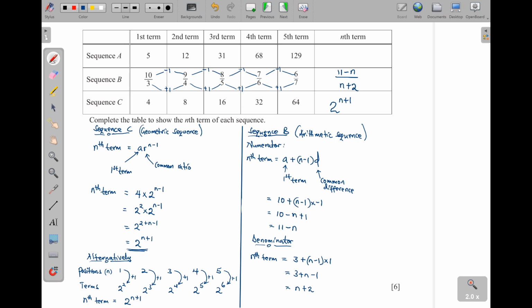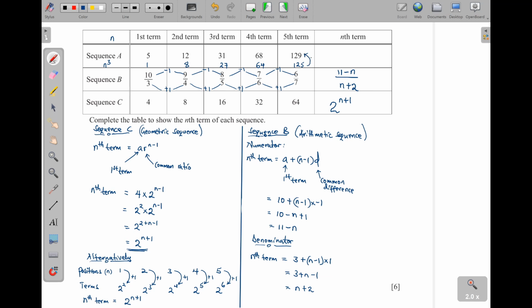Sequence A. What do we see on A here? This is 129. We can have a cube number here, if this is n: 1, 2, 3, and so on. Now suppose I have n cubed. 1 cubed will be 1, 2 cubed will be 8, 3 cubed will be 27, 4 cubed will be 64, 5 cubed will be 125.